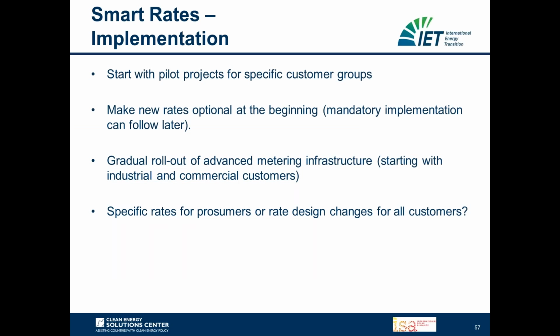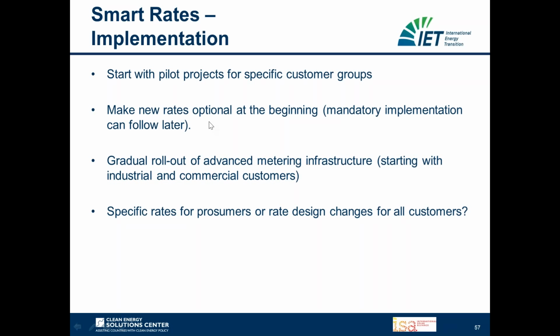First of all, as already mentioned, you should probably start with pilot projects for specific customer groups and not roll out time of use rates or critical peak pricing for all customers straight away. So you first of all start with a pilot, you analyze the effects, you analyze the impact on the ratepayers, and then you can still make some minor modifications and roll out the rate design to all customers.